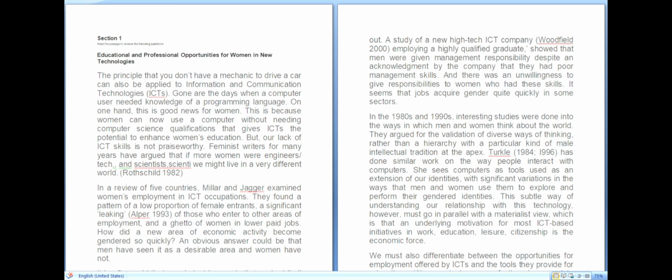So here we begin. First thing first, understand the title as it connects you to the 800 to 1000 words passage. The title reads Educational and Professional Opportunities for Women in New Technologies. The passage is going to describe how women are finding their educational options and professional options in the new era of technology. Very well. After understanding this, scroll the page down and go to the set of questions which are given for you to answer.